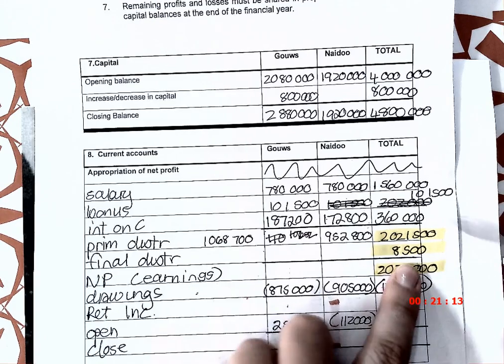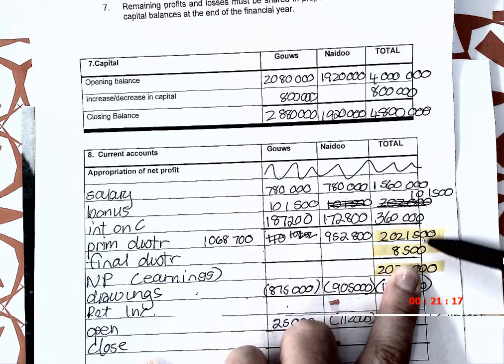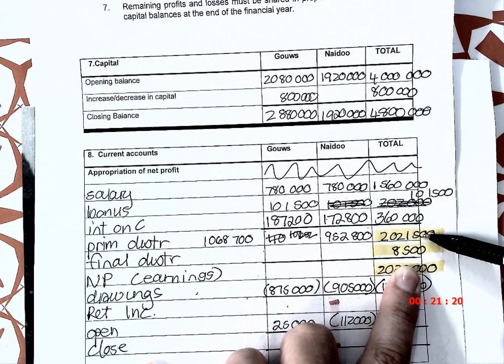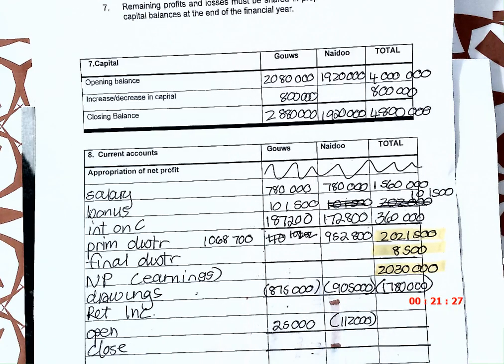So now, already what is planned to allocate is 2021. So from that 2030, 2021 is already established how it's going to be distributed. Now we are left with 8.5, which is a secondary distribution. So the net profit minus the primary distribution is the secondary, and we call that my final distribution.